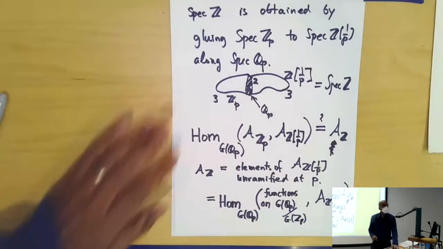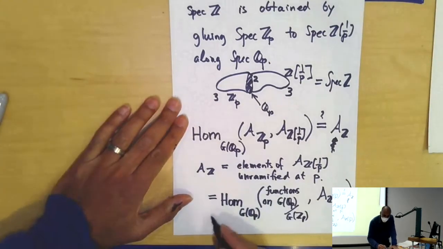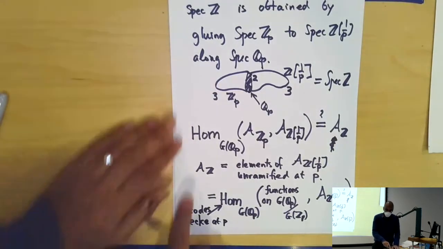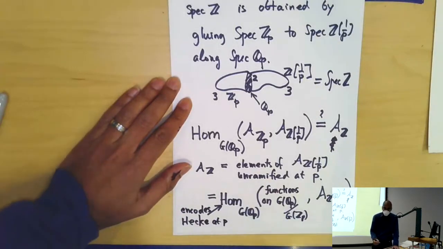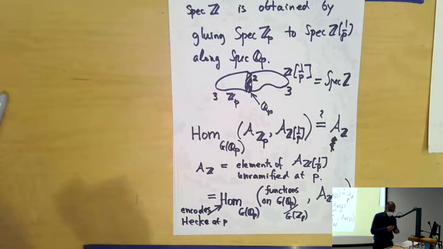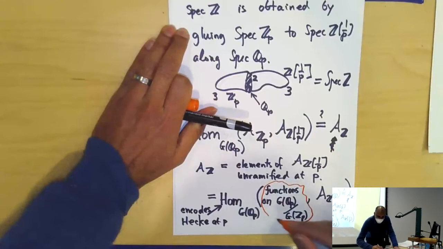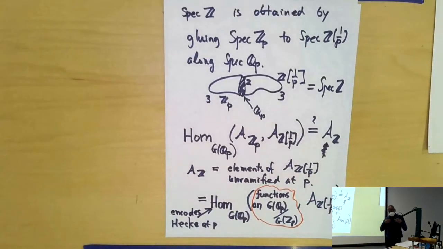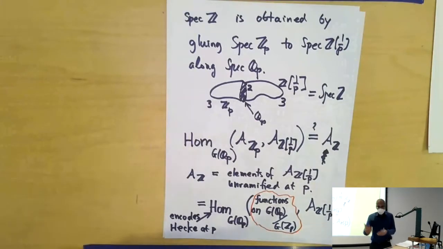Now, one point I want to make about this is that this equation encodes the Hecke operators at p. What I mean by that is, once you're given this presentation that A_Z is homomorphisms from this to something else, automatically endomorphisms of this gadget, which I'm going to circle, act on A_Z, just formally. Endomorphisms in the category of G(Q_p) representations. And that's exactly the Hecke algebra. These functions should be compactly supported, to be careful. So from this point of view, the Hecke algebra is not something that we're going to additionally build in. It's embedded inside the structure of how one thing is glued to another. That is to say, it's part of the structure of this kind of arithmetic analog of a TQFT.